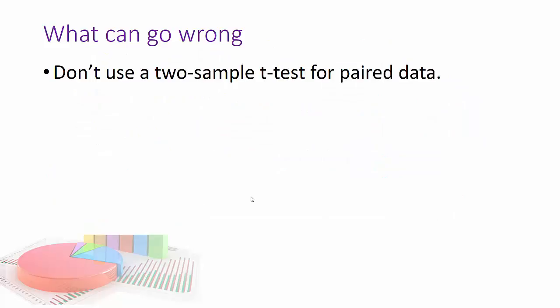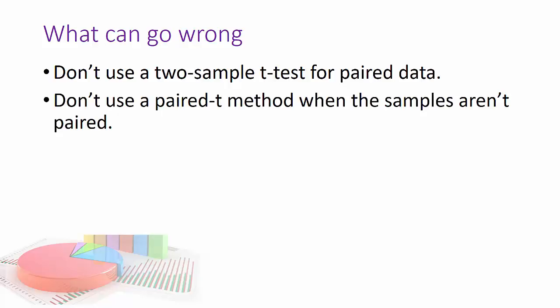Don't use a two-sample t-test for paired data. Well, you can, but you're probably not going to find everything. You're probably going to fail to reject everything, because it's hard to see some of these small differences, which really pop out for paired data. Don't use a paired t method when the samples aren't paired. Yeah, you've got to figure out who is appropriate to subtract from who.